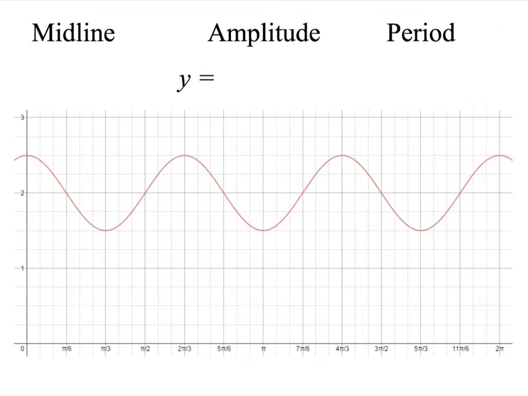Alrighty, let's look at this one. So, midline, amplitude, period. So let's see. We're starting right here, and one cycle ends right there. Now if we look at that, it's kind of hard to maybe see the midline, but can you tell the midline goes right through the middle there?